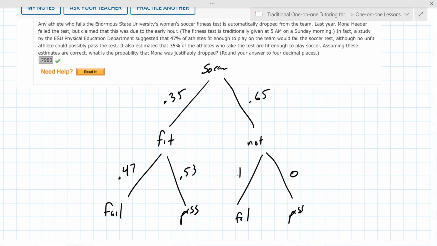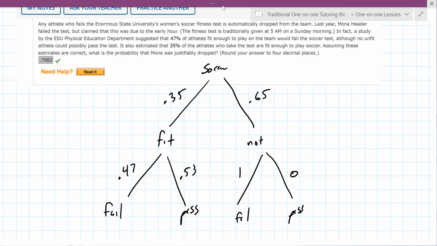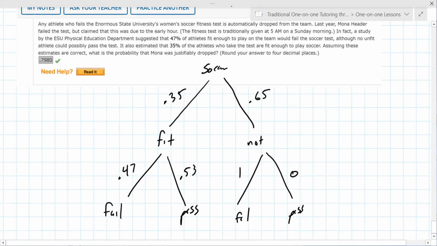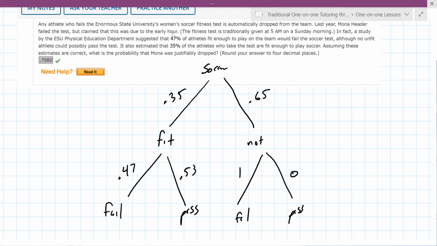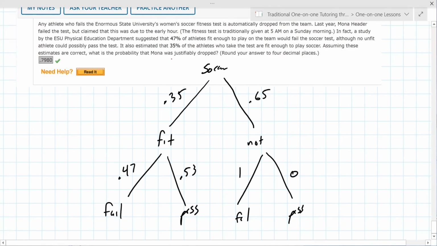And if this didn't make sense, it's confusing for me too. I mean, you're not going to see this on your test, but this one is a little more confusing. But I can see where you acquired all the numbers. Okay, good. It's also intentionally vague where it says justifiably dropped.